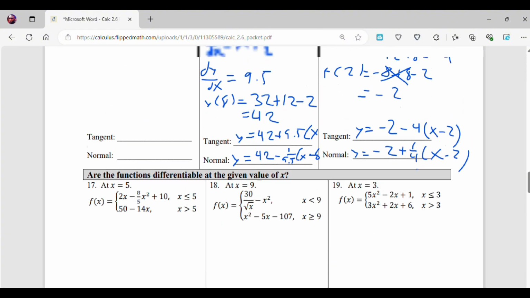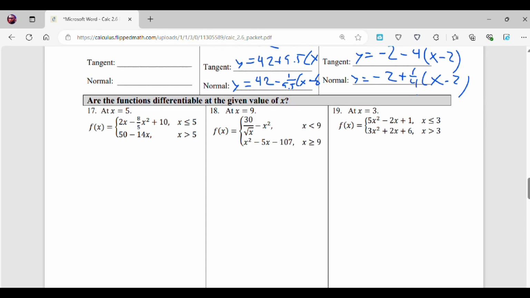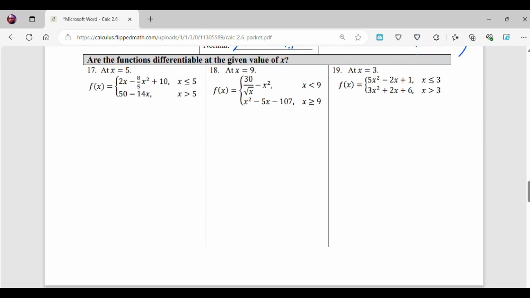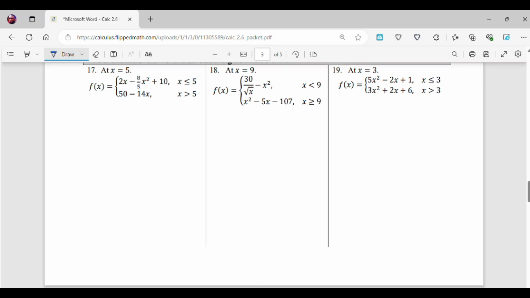Questions 17 through 19 are going to involve us finding the left-hand limit, right-hand limit, and then seeing if it's differentiable, right? If the left-hand limit and right-hand limit are equal, then we can continue. We can do the left-hand derivative and right-hand derivative. But if they are not equal, then we can stop there.